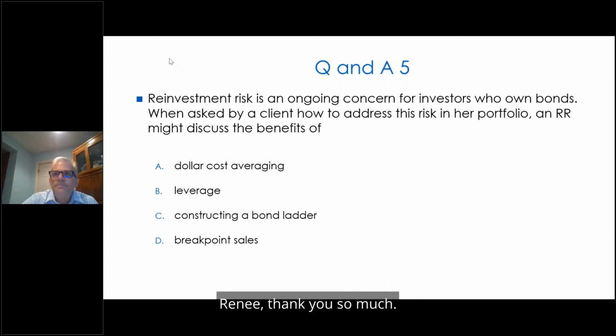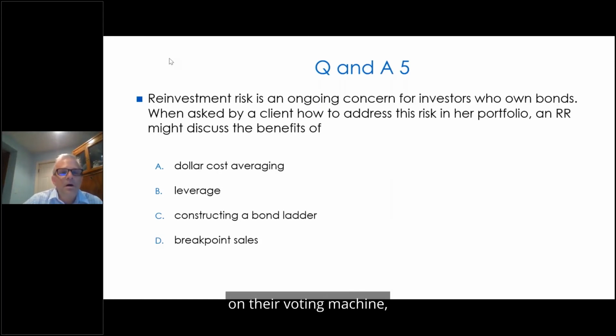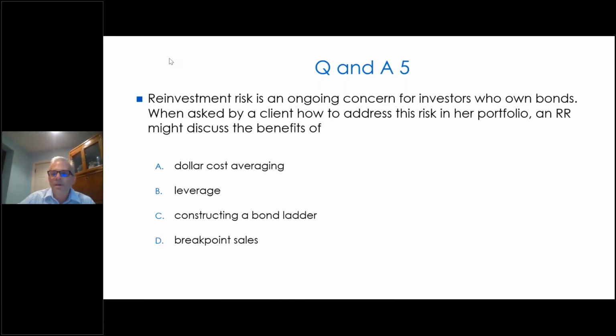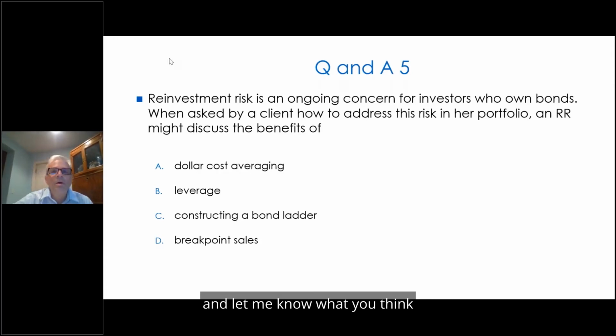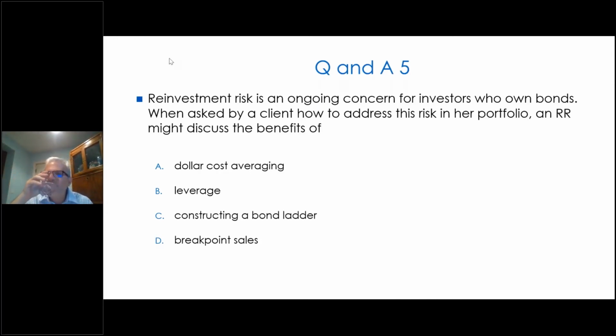All right, so let's see where we are here, guys. Renee, thank you so much. Renee has cast her ballot. Megan, thank you. Cindy, I see your answer. Very good. Another second for other people to pull the lever on their voting machine. And let me know what you think the way around this little enigma might be. Just another second here.